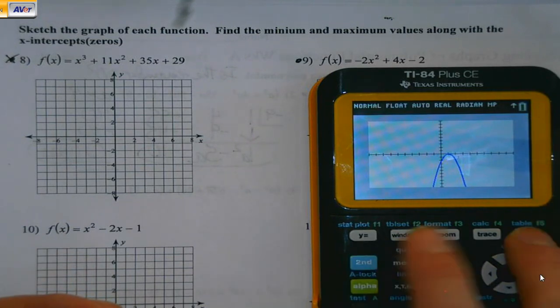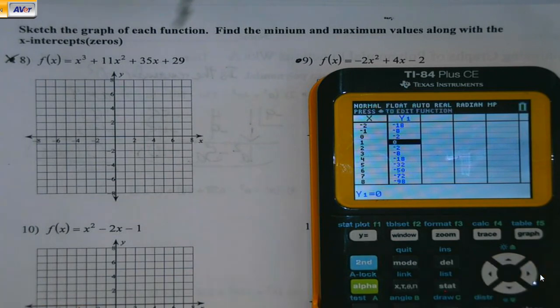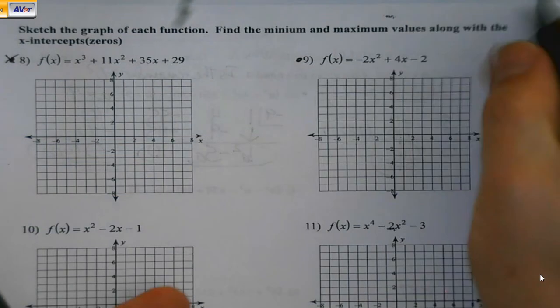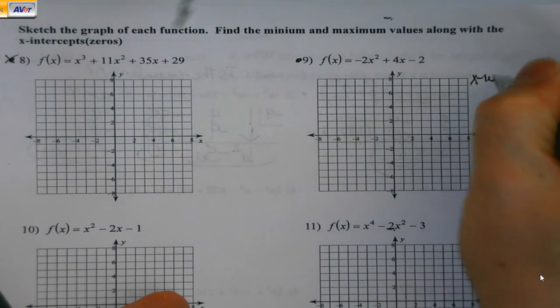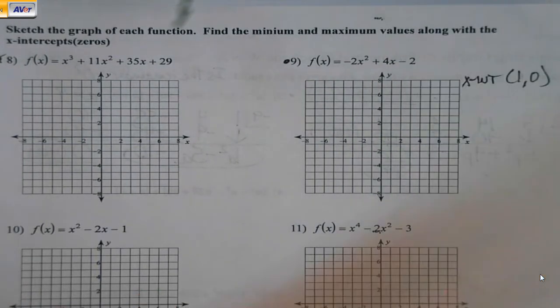If I do second graph, and I find a y equals 0 value, that is an x-intercept. Now, do I see any others? Let's see here. No. Nope, just looks like to be that one. So, okay. So I have an x-intercept at 1, 0.